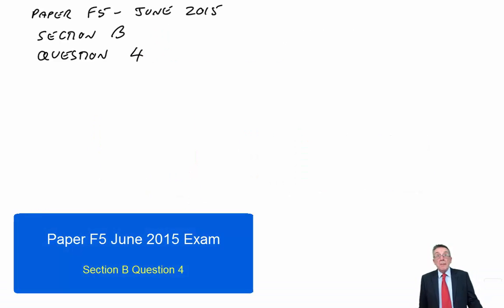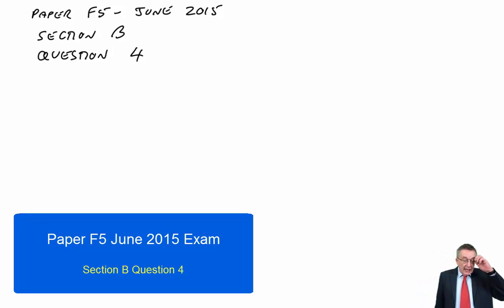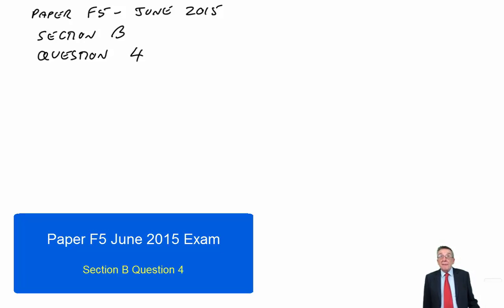Okay, we're going through the June 2015 paper F5 exam. Section B, and we're up to question 4. So let's have a look at the requirements. A, calculate the total variable cost per unit and total fixed overheads, 3 marks. B, calculate the optimum profit maximising selling price for the new product, and calculate the resulting profit for the period. Note if P equals A minus BX, then MR equals A minus 2BX. So 7 marks there.